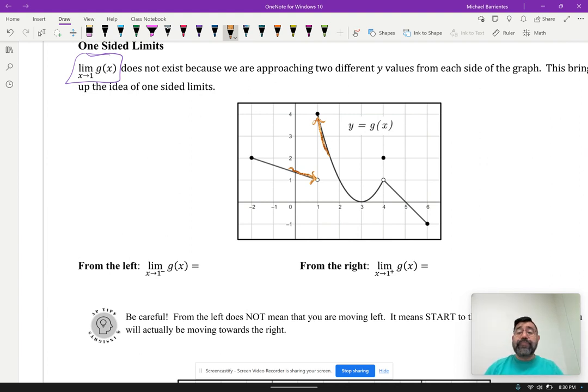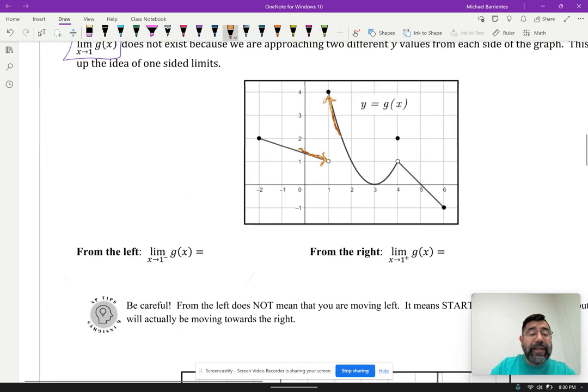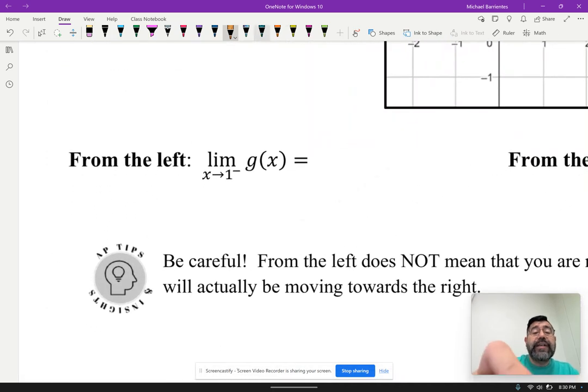However, it does bring up the idea that we can define one-sided limits and say, well, the limit does exist from the left side and the limit does exist from the right side. It's just that they don't agree, and so therefore the full limit doesn't exist. And so from the left, we're going to use this notation, and I don't know if you can see it. I'm going to circle it here.